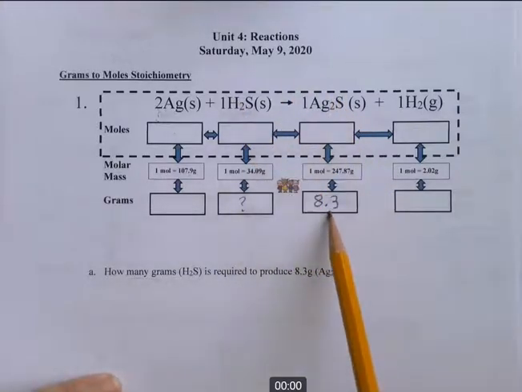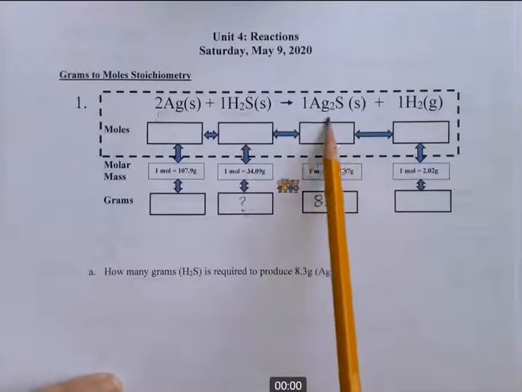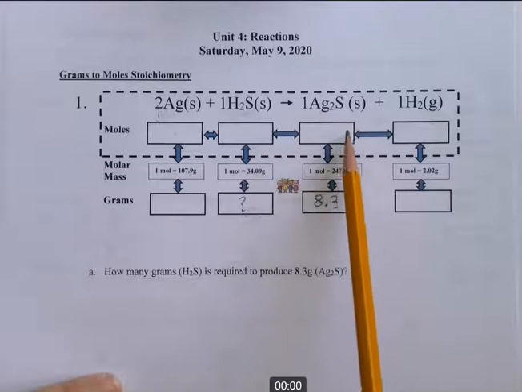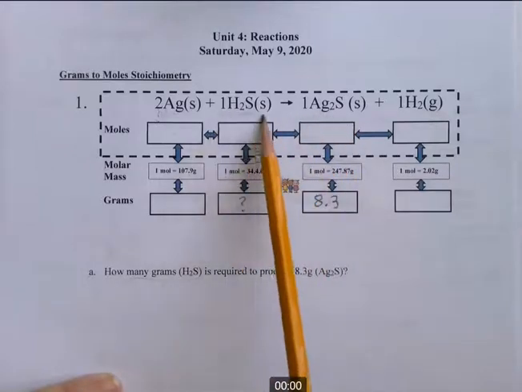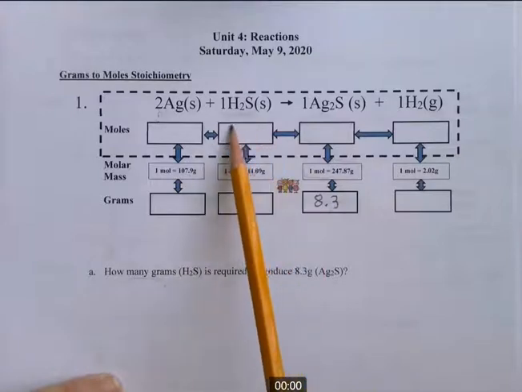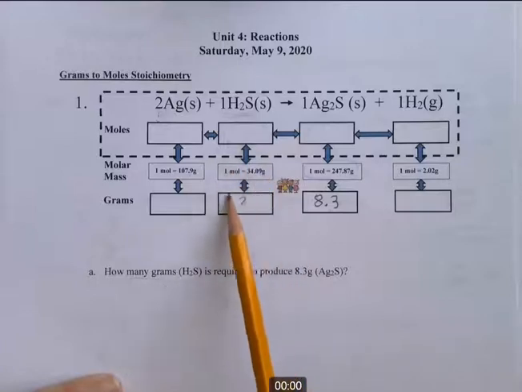So you have to move from grams of Ag2S, use your molar mass to convert that into moles of Ag2S, and then find out the relationship between moles of Ag2S and moles of H2S. That'll get you over to this box. And then get from moles of H2S, using this translator right here, back out into the world of grams, which is our world right there.